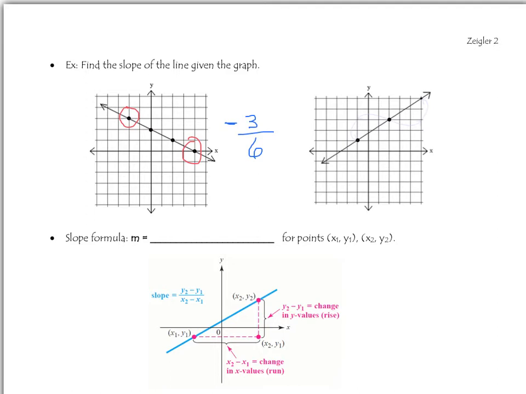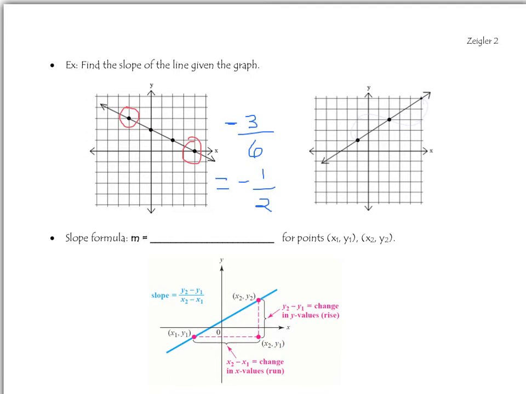But if you put -3/6 in your homework, you're going to get it wrong because you haven't reduced it. So we then do what we love to do and look at slope as a fraction, and then go ahead and reduce it, and we get -1/2. So what's the slope for this line? Take a minute and figure out what that slope is.